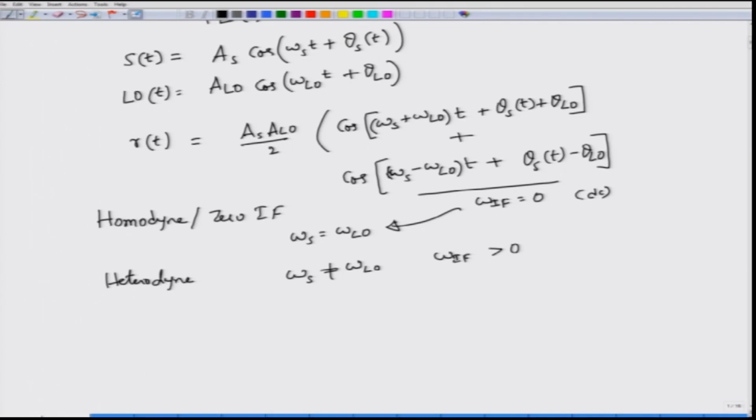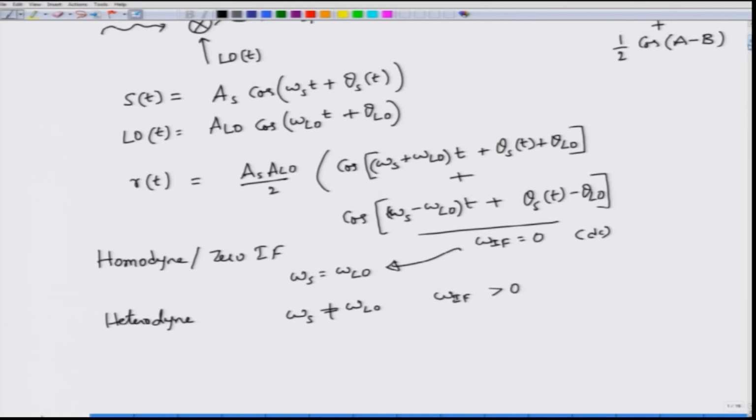Okay. Now, one can eliminate this omega s plus omega LO term, right? I can eliminate this term by filtering it out. So, if I put in a filter which will only pass the signal which is centered at omega IF and rejects the other signal, omega s plus omega LO, then this term can be eliminated. Essentially a filter centered at omega IF, so that only the signal around that will be transmitted, and this high frequency signal which is oscillating at omega s plus omega LO can be eliminated.